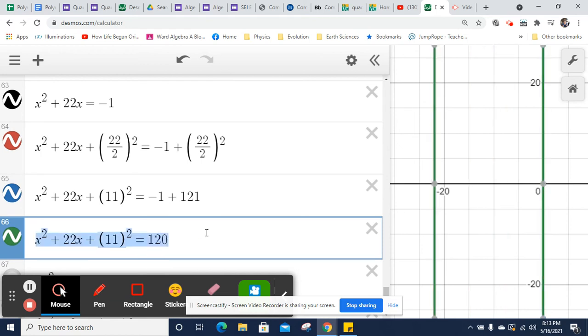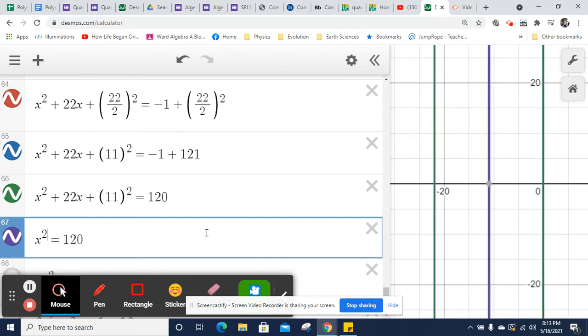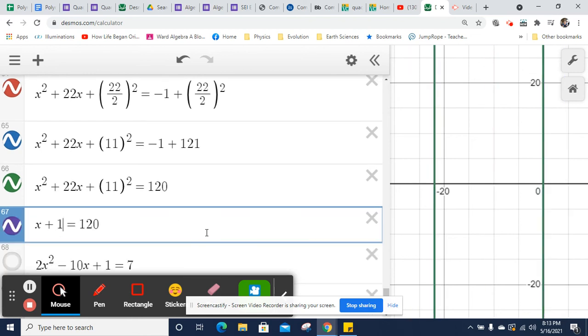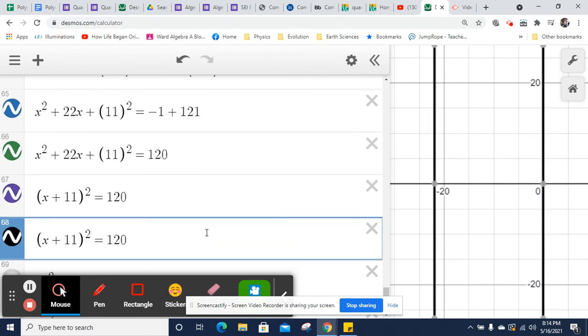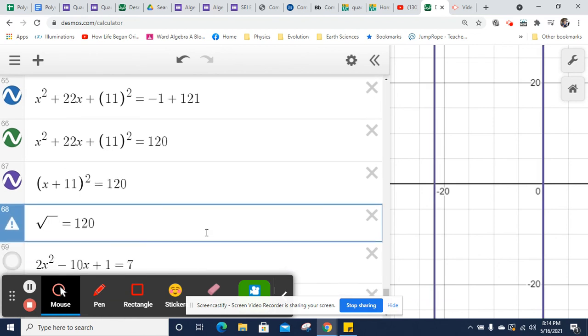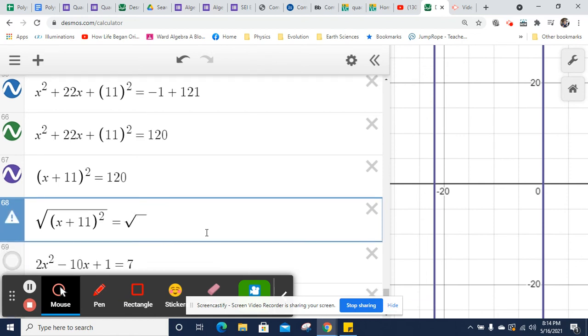Okay, now we're on to the step where we factor the left side. So the left side is going to become x plus 11 squared, because that is a perfect square. Plus 11 squared. And then we go to the square rooting step. Okay, square root of that, and square root of 120, and that's a plus or minus square root.